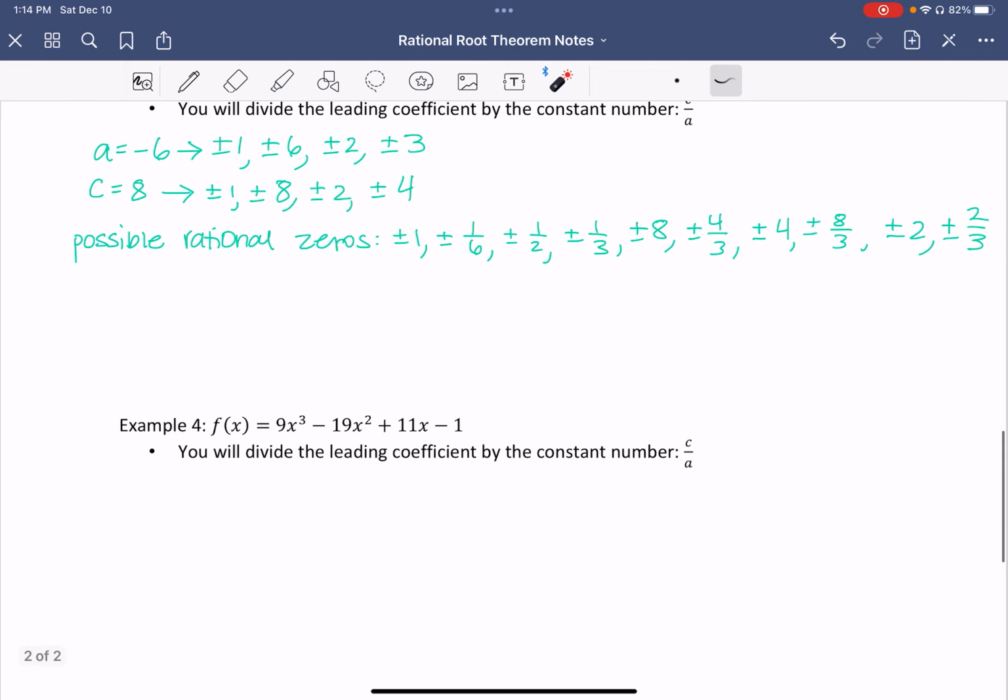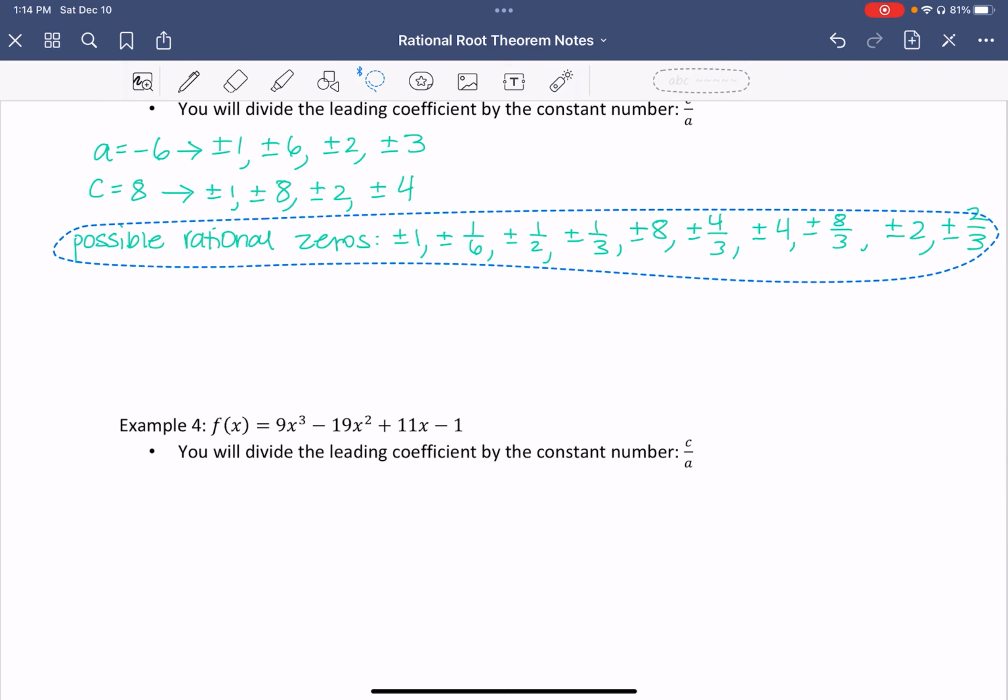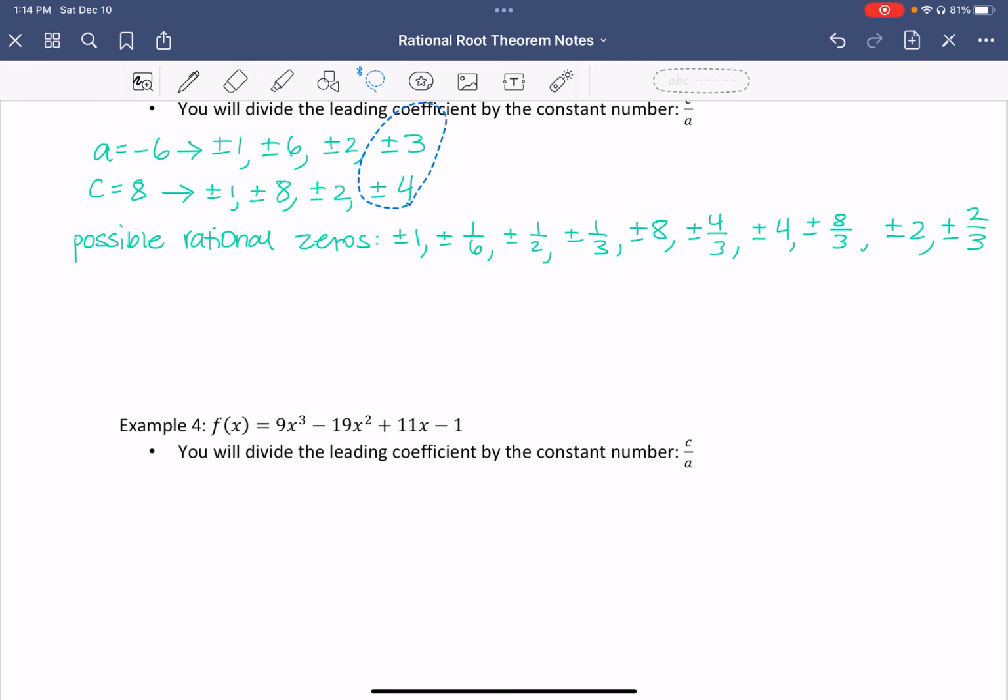And then the last one, which is 4 divided by 3. Oh wait, we already had 4 divided by 3 as well. 4 divided by 3 is right here already. So there are 1, 2, 3, 4, 5, 6, 7, 8, 9, 10, 20 options. Because remember, you got the plus and the minus, so it's always times 2. So there are 20 total options there.